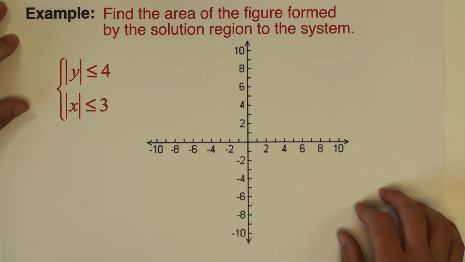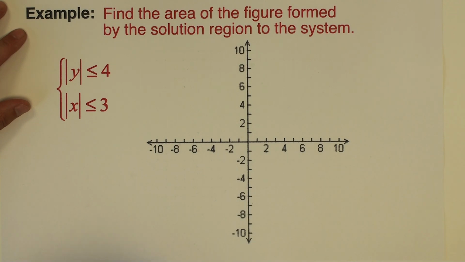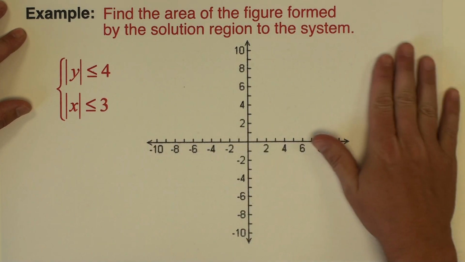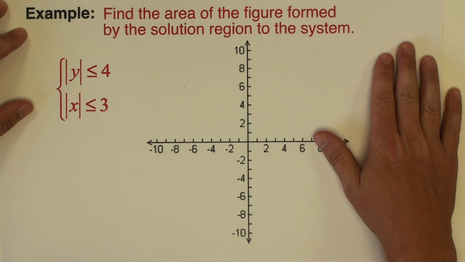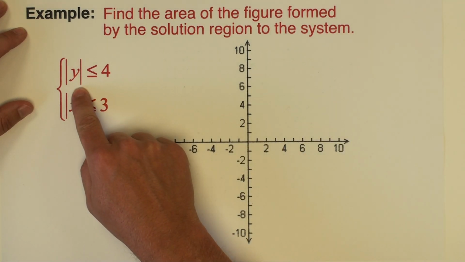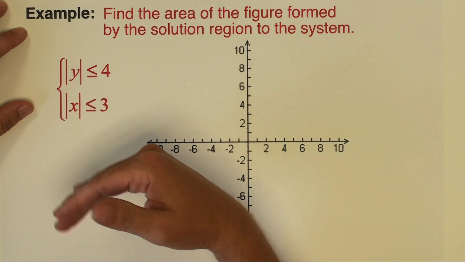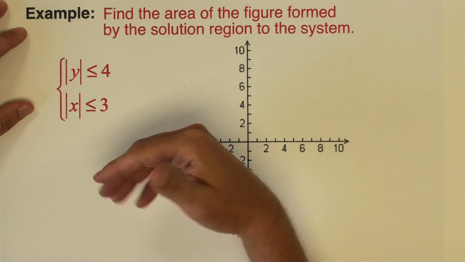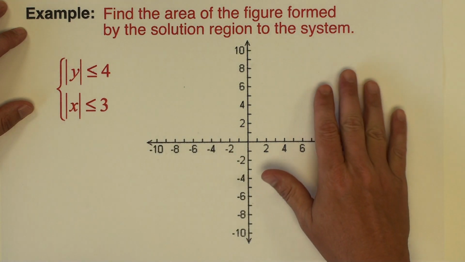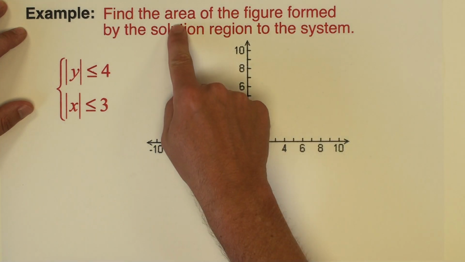Okay, this next problem I think is a fun one. We've got a system of inequalities, but we're going to pull in some stuff that we have previously done. We've got absolute value inequalities, so we need to know how to deal with that, and that's something we've talked about in a previous video. And then we're also going to find area.